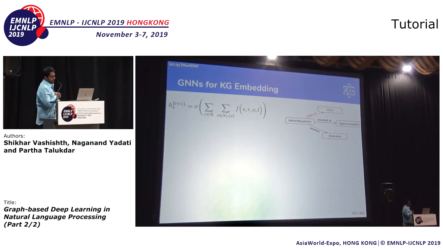Now let's look at knowledge graph embedding. Here we have shown a small snippet of a knowledge graph. Current knowledge graph embedding techniques using graph neural nets can actually be written in this form. We have the hidden representation of each entity, and we look at all the relations in the knowledge graph. We take a summation over relations, and then for each relation, we look at the neighborhood of the entity, so all objects in the neighborhood of those entities. And then we have some function which takes the subject, relation, object, and also the layer number L as input, right?